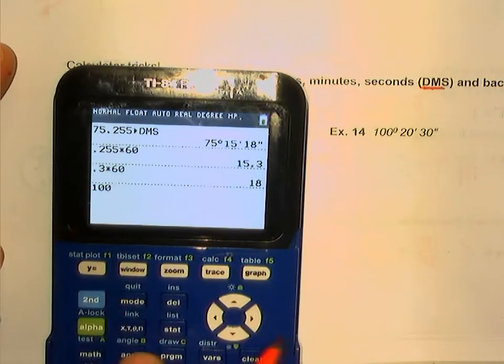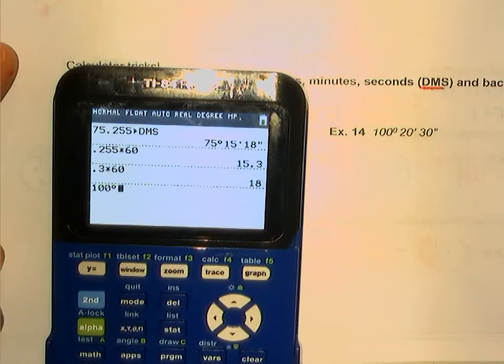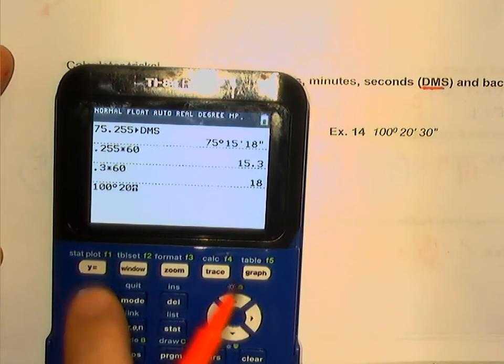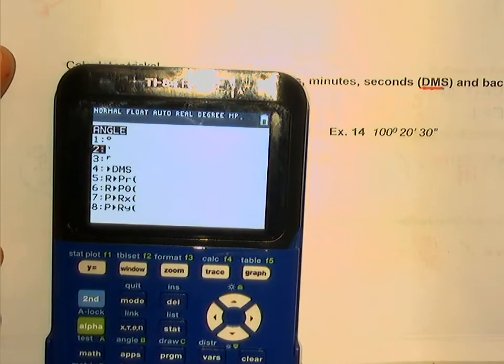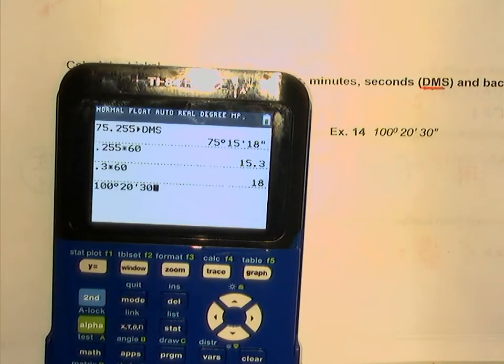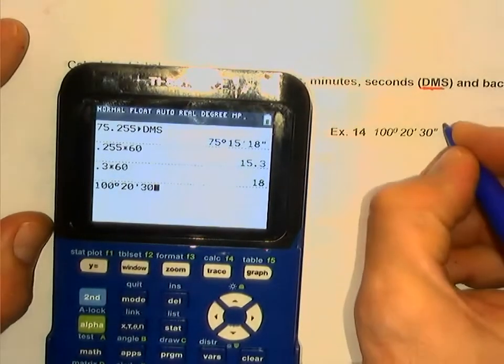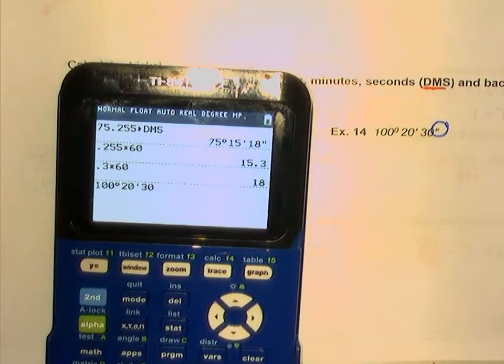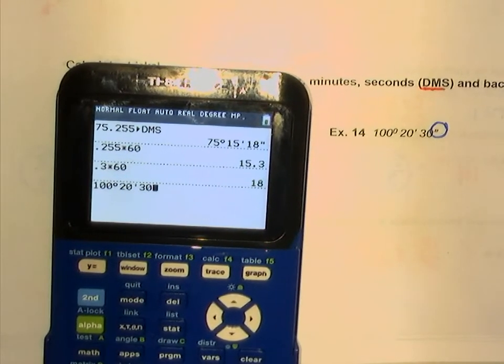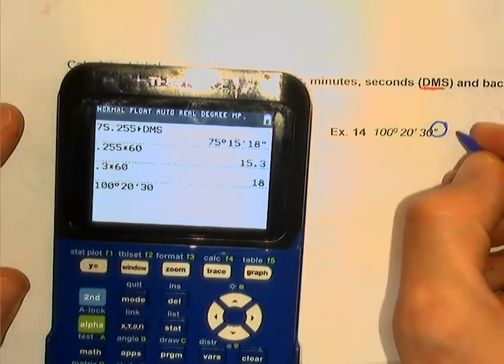So I press second apps. That's number 1. Then I need 20, and I need the little tick mark for minutes. So second apps, number 2 is the little tick mark. And then 30, and then if you look in the angle menu, you will not see the double tick mark. Why? I don't know. I talked to my buddies at Texas Instruments, and Jim said he didn't know why the double tick mark's not in there. And I said maybe in the next update we could get that. And he said, okay, Chris, we'll get that.